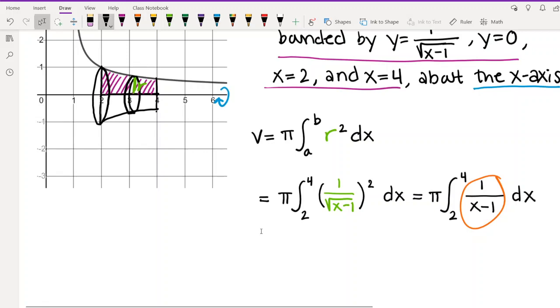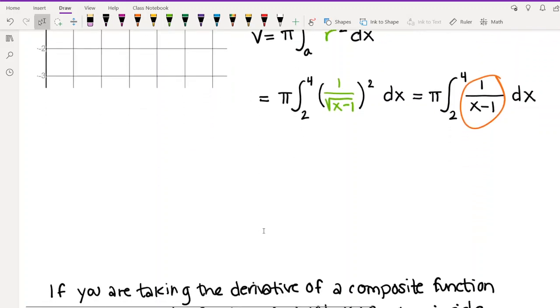You're welcome to use u substitution. I guess all I'm trying to say is that it's really not necessary, and I think it might just complicate things a little bit. So we can just know that the antiderivative here is ln of absolute value of x minus 1, evaluated at 4 and at 2.